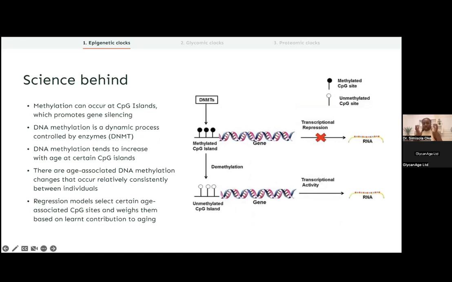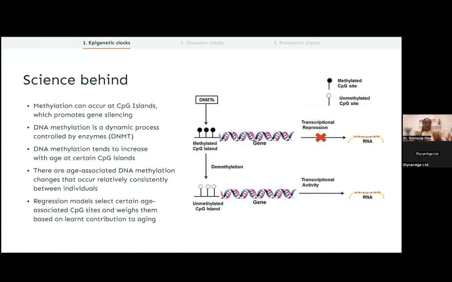So when we think about the more science behind epigenetics, what we know is that you have these CpG islands, and when these islands get methylated, so when you add this methyl group onto these areas of DNA, it promotes gene silencing. So ultimately that gene gets turned off and it stops being expressed. It's a dynamic process, so it is not just that the gene turns off and is always switched off. It can be switched on and off, and all of that is controlled by these enzymes, which are called DNMT.